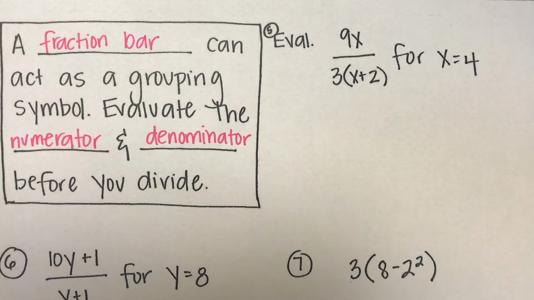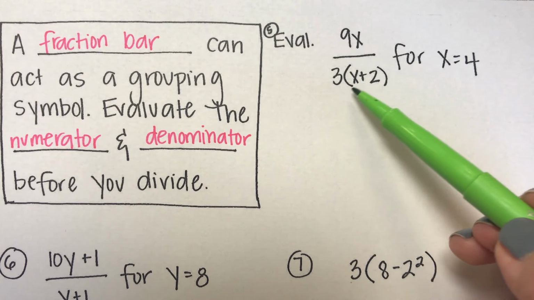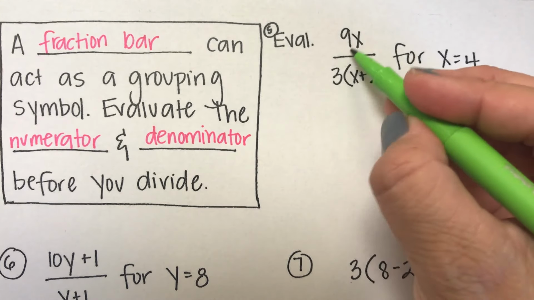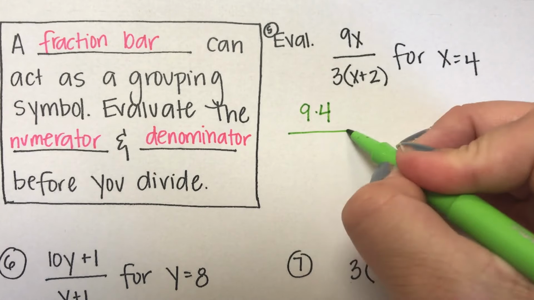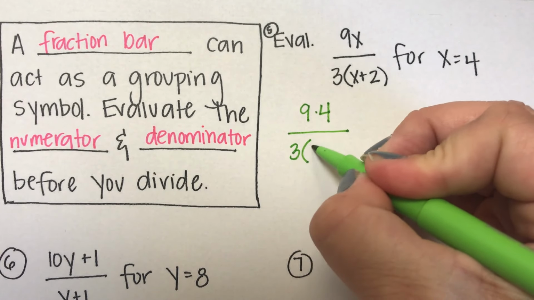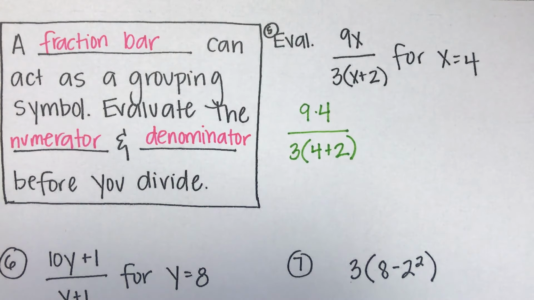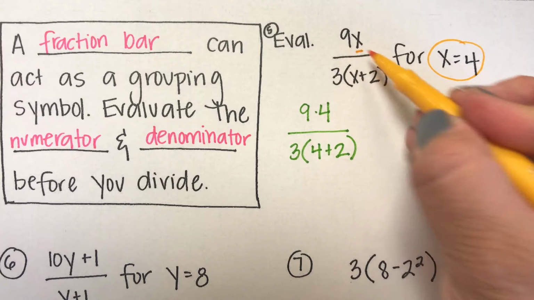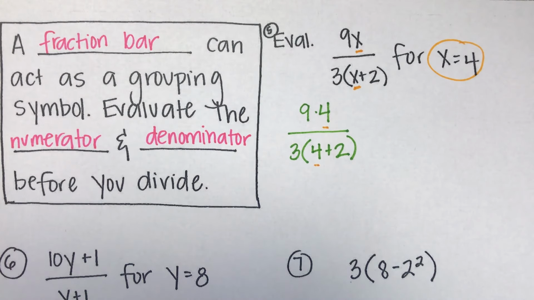So let's look together at number 5. This time we're evaluating 9x over 3 times (x plus 2) for x is 4. On the top, the numerator, that's 9 times 4 over 3 times (4 plus 2). All I did to start off with is, since x is 4, everywhere I saw an x, I just put a 4.